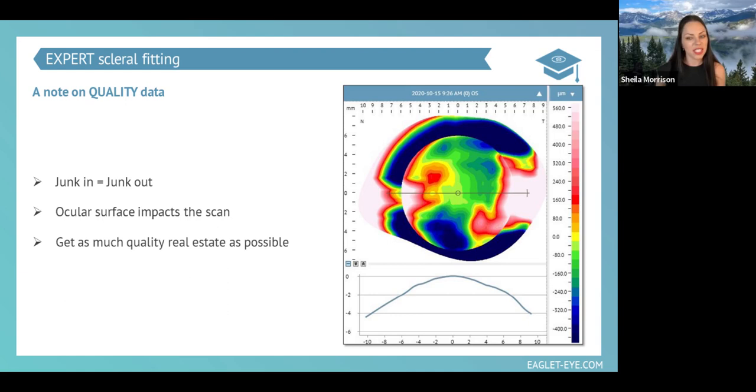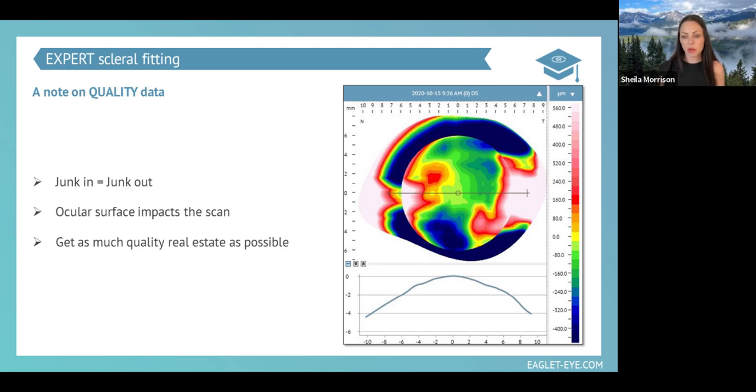This is a note on quality data. This is an example of data that probably would not be suitable. The ocular surface certainly affects the scan. There are some dry eye patients that are very difficult to measure, and that's because profilometry relies on a reflection-based system. Sometimes, more times than not, we'll put one drop on the eye just to smooth it over. You never want to use too much, like really, really thick drops, because that can actually alter the shape a little bit.